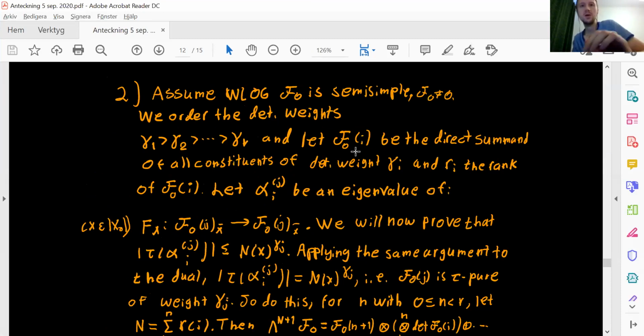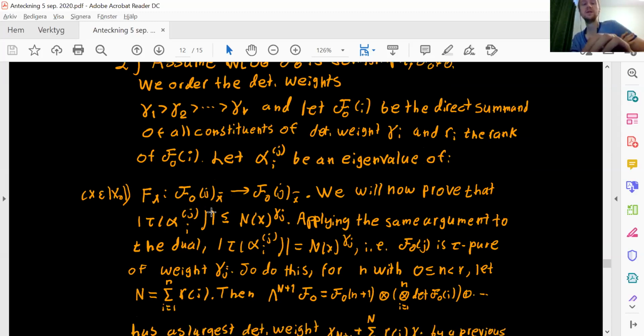All right. So we had ordered the determinant weights by size, and we had let this F0i here be the direct summand of all the constituents that had determinant weight gamma i. We had ri as the rank of F0i. Then I had let alpha ji be an eigenvalue of the Frobenius acting on the j-th summand here. The statement is now that we will prove that tau of alpha ji is less than or equal to n of x gamma j. I can then apply the same argument to the dual to conclude that we have an inequality. This means precisely that F0j is tau pure of weight gamma j.